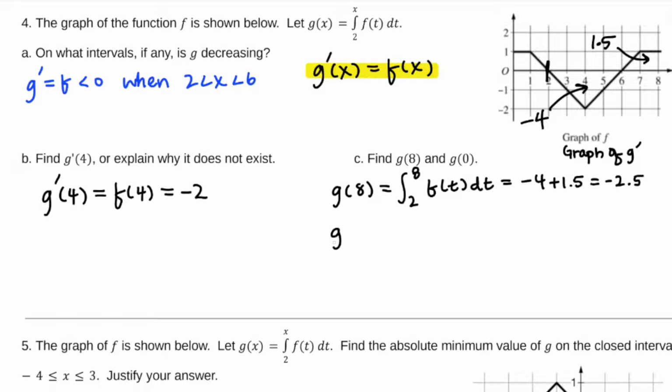And then g of 0 is the integral from 2 to 0, but that's backwards. So I'm going to say that's the negative of the integral from 0 to 2 of f. All right, now this is going to be another 1.5. So this is going to be negative 1.5.